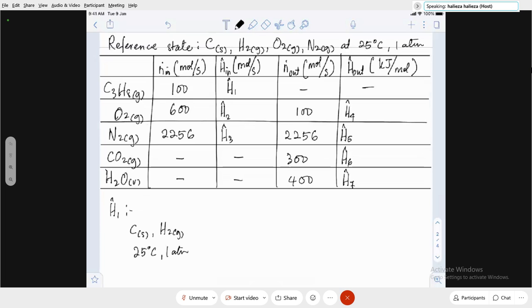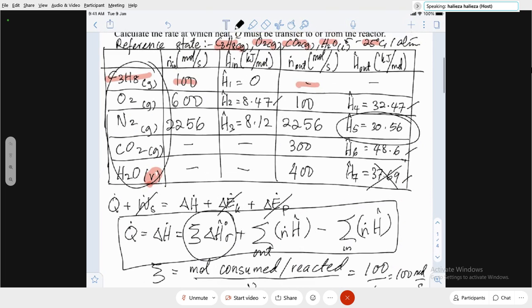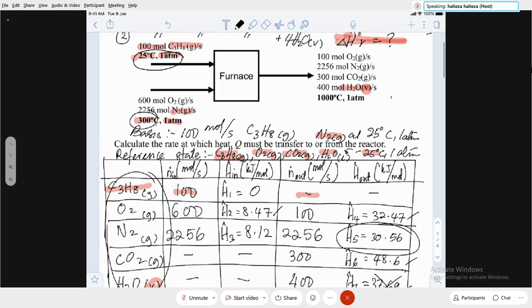Let's go back to our diagram. We need to show at what temperature it is. Your propane is coming in at 100 mol per hour, at 25 degrees C, 1 atm. When you solved the problem using the heat of reaction, you listed propane as one of the reference states, at the same temperature as the inlet and outlet. It so happened to be 25 degrees C, 1 atm, because that is where your heat of reaction is.